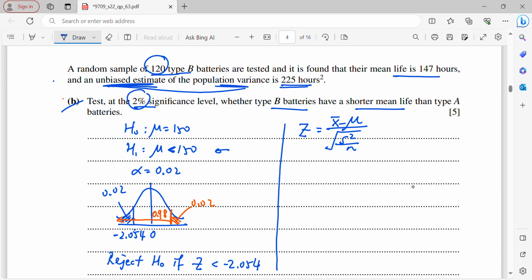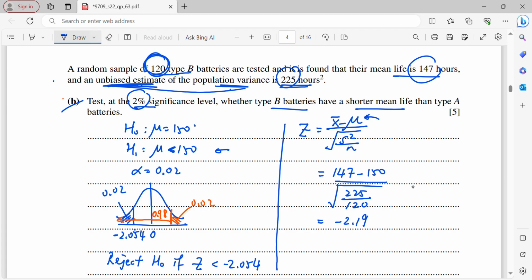Okay, then this is going to be X bar 147 minus mu, the mu at the H naught, which means it's 150, over the square root of S square, which is given as the unbiased estimate of the population variance, 225, over the N, which is 120 because 120 type B batteries are tested. Then when you calculate this value, it will be negative 2.19.